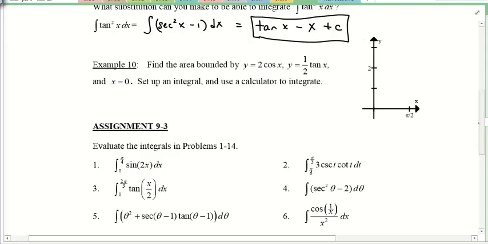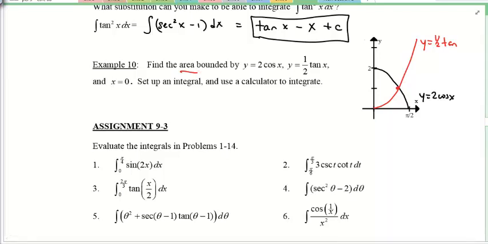Okay, example number 10, asking you to find the area bounded by these two curves. And I'm hoping that you can use your calculator, because I can't figure out the intersection point of these two curves by algebra. But I know 2 cosine x probably looks something like this. Half tangent x probably looks something like this. So our goal is to figure out the intersection point and then be able to find the area bounded by this region, which I'm going to color in with green.